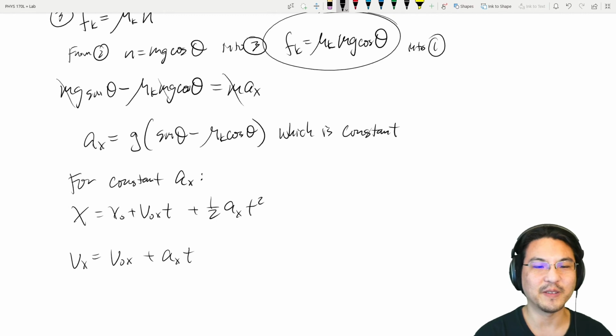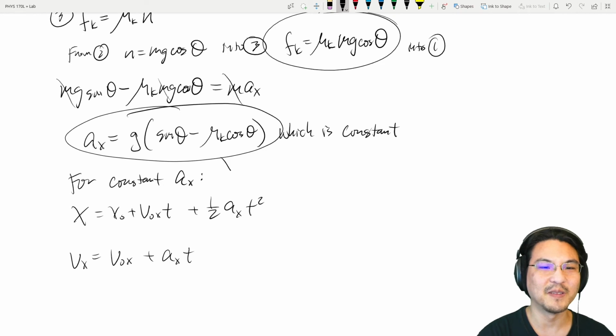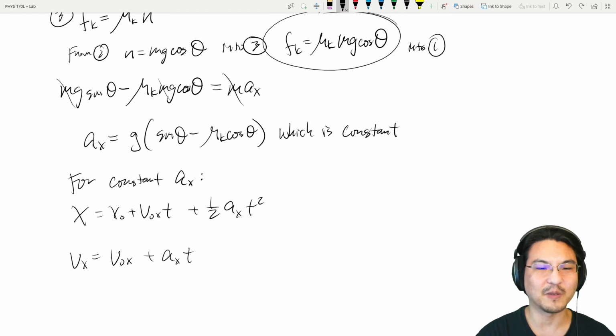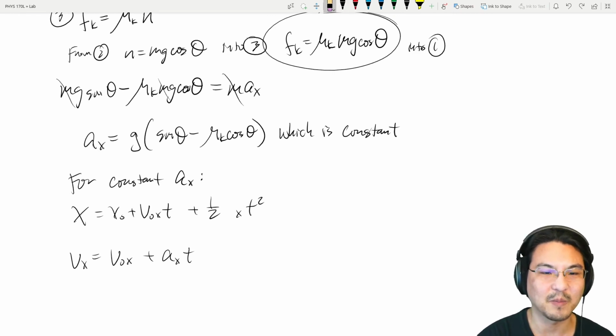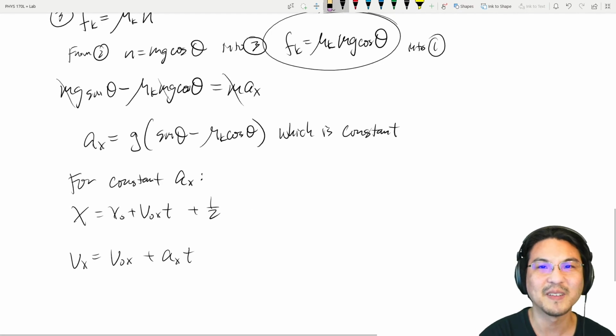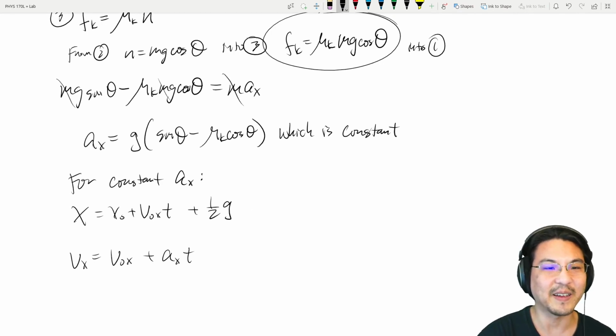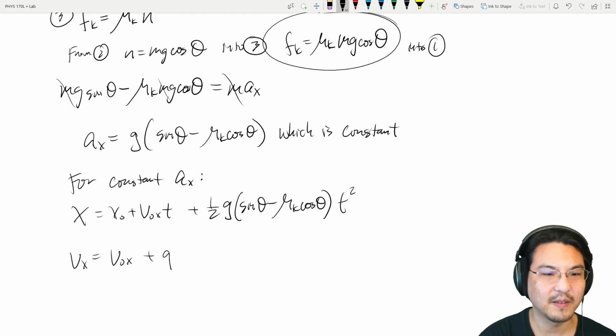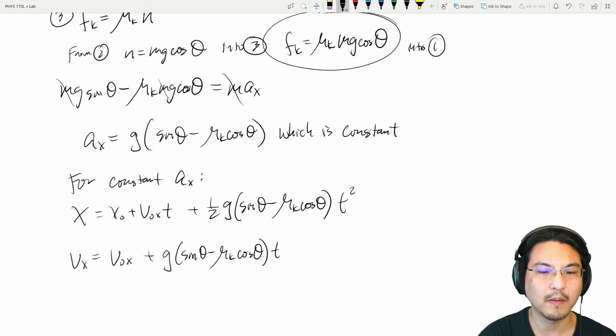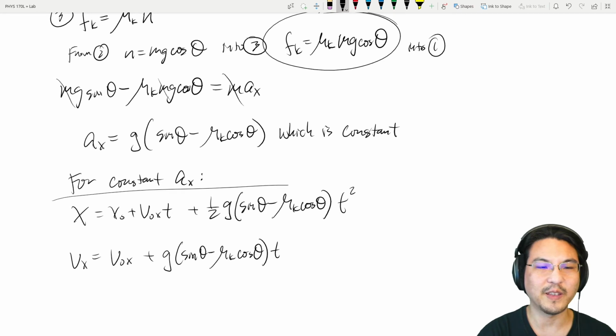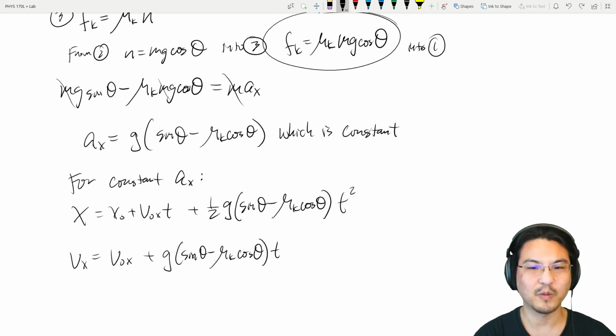Okay, so which of these should we use? Let me substitute the acceleration here and here. I'll just plug it in right here, and also right here. Okay, so of these two equations, which should we use?